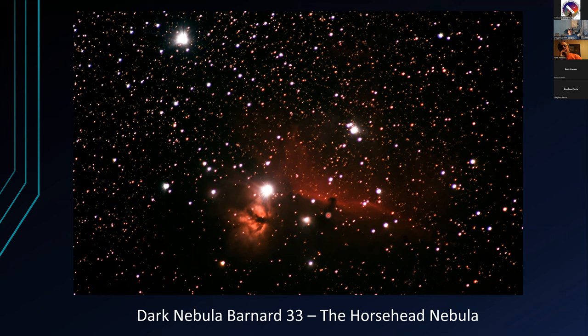So Barnard was the first person to officially categorize and catalog many dark nebulas. I believe he cataloged close to 300. And most of those dark nebulas were only found by photography.